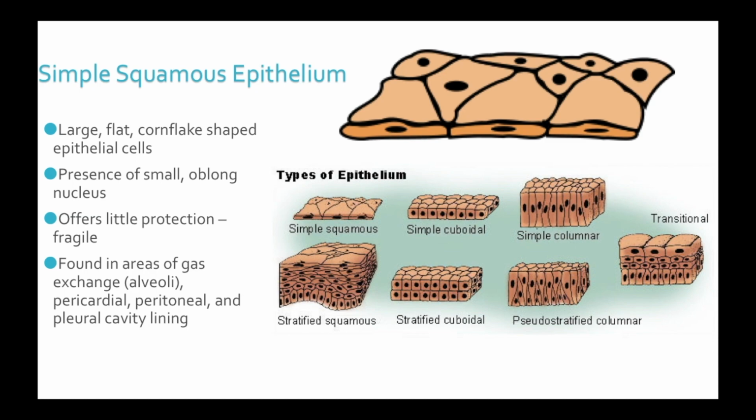We'll start with simple squamous epithelium. They're large, flat, cornflake-shaped epithelial cells, and there's the presence of a small, oblong nucleus. They offer little protection. They're very fragile. They're found in areas of gas exchange, pericardium, peritoneal, and pleural cavity linings.